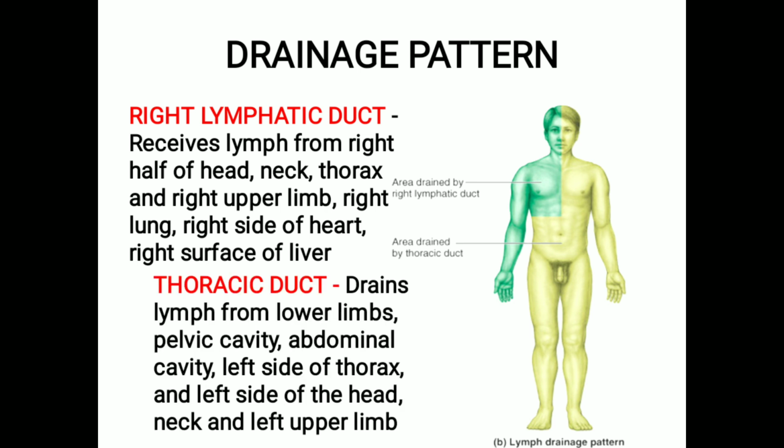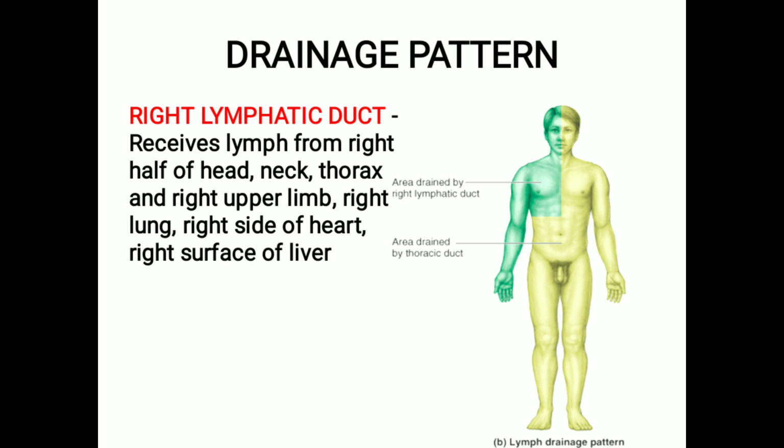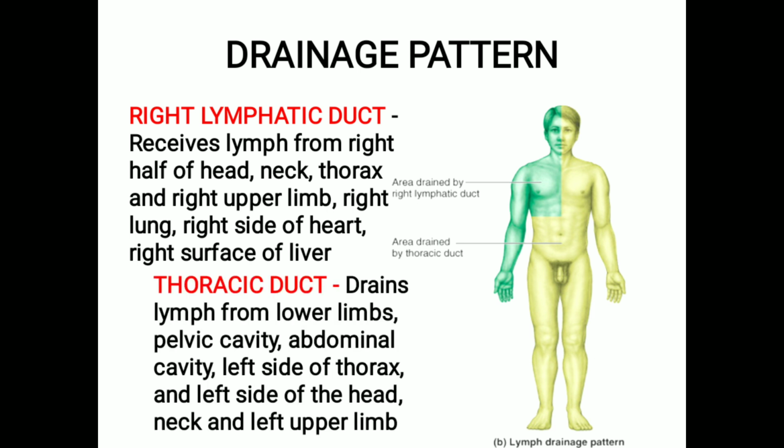Then the thoracic duct. It drains lymph from both sides of the lower limb, pelvic cavity, abdominal cavity, the left side of the thorax, the left side of the head and neck, and the left upper limb. All of this drains into the thoracic duct. So remember the right lymphatic duct and the thoracic duct, which are the drainage channels.